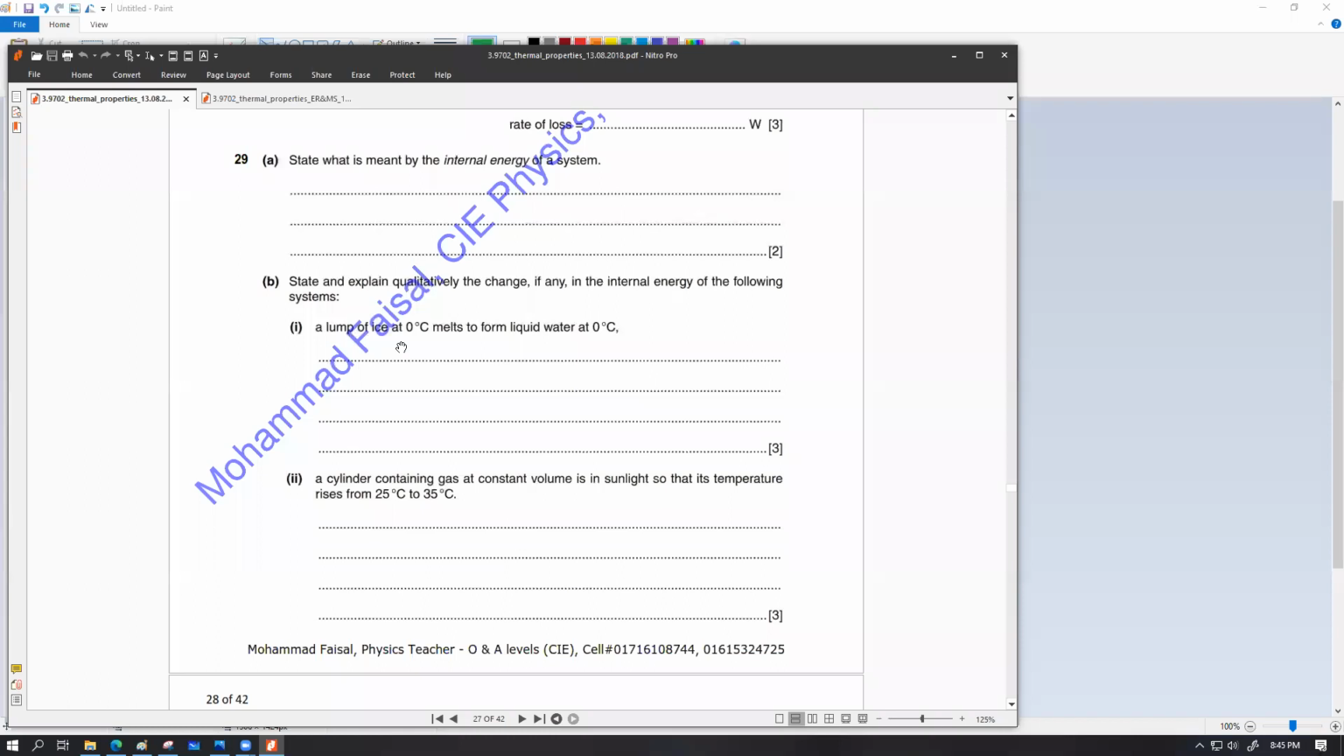B1 was a lump of ice at 0 degrees Celsius melts to form liquid water at 0 degrees Celsius, which means ice is melting into water. So you are having a conversion from solid state into liquid state. So essentially your intermolecular force is becoming weakened. Understand? So I get it.